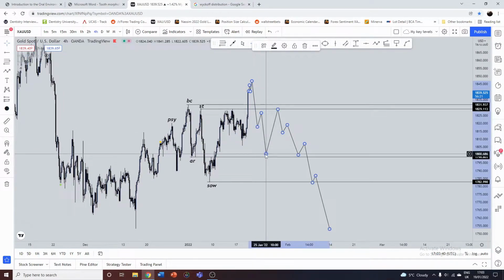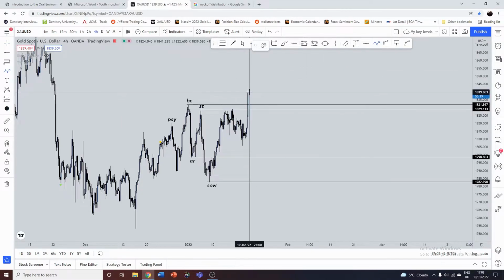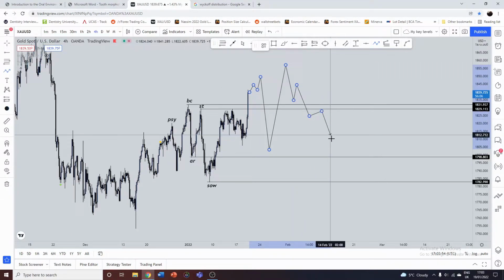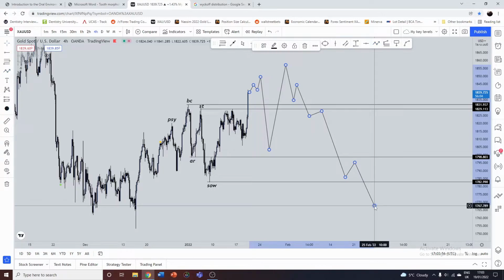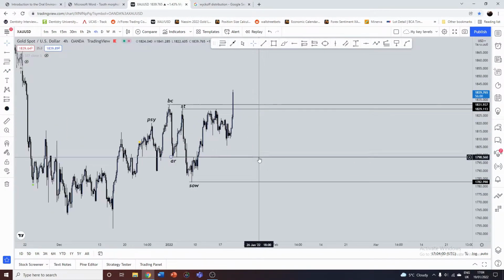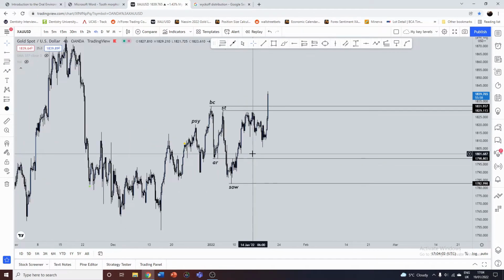The other scenario would be that we get a bit of stalling here, then we drop to 1800, then instead of just forming a head and shoulders, we come back, take out this high, then go to the downside. I could see that happening with the interest rate decision next week, but I'm leaning towards the first being more bearish.